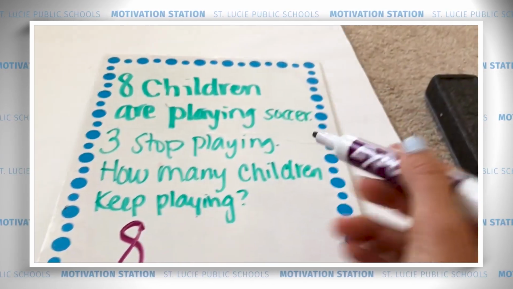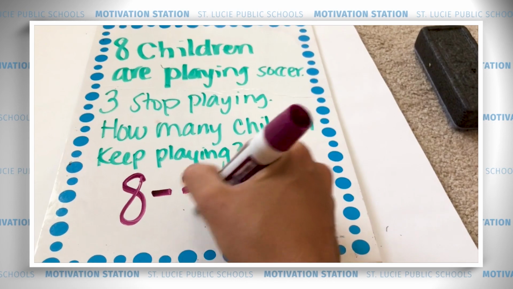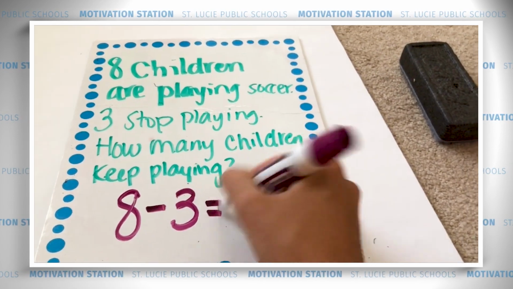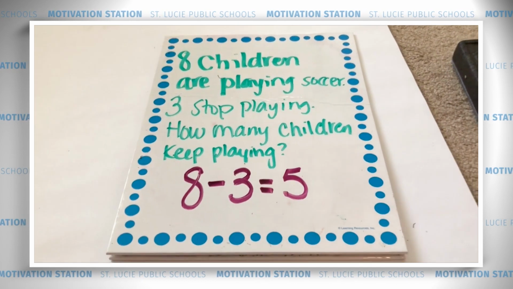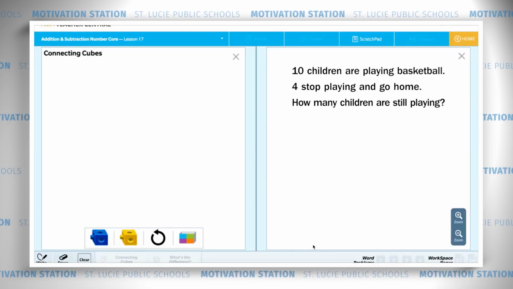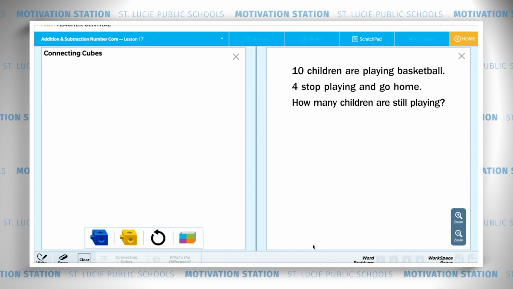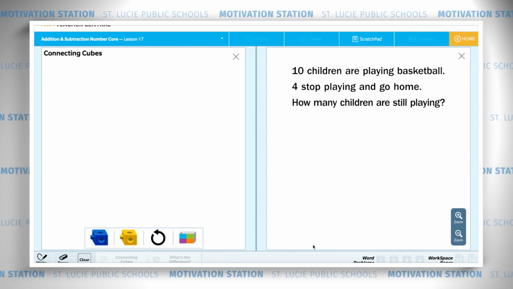8 children are playing soccer. 3 stopped playing, so 8 minus 3 equals 5. We had 5 cubes left in our cube train. Takeaway problem. Now we've already practiced with our manipulatives, but now let's try one online.